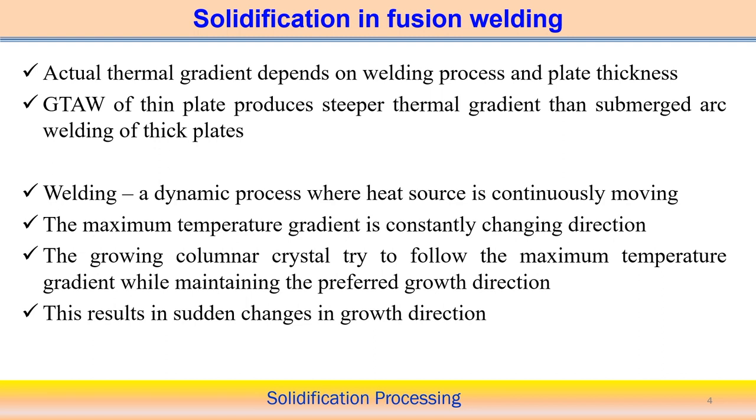So here we have observed that GTAW, that means gas tungsten arc welding, is usually performed on very thin sheet. In that case it is associated with a steeper temperature gradient as compared to submerged arc welding, because submerged arc welding usually occurs on very thick plates. So with GTAW for thin sheet and submerged arc welding for thick sheet, the temperature gradient can be different. The different temperature gradient influences the solidification behavior in a different way, and we will try to explain this.